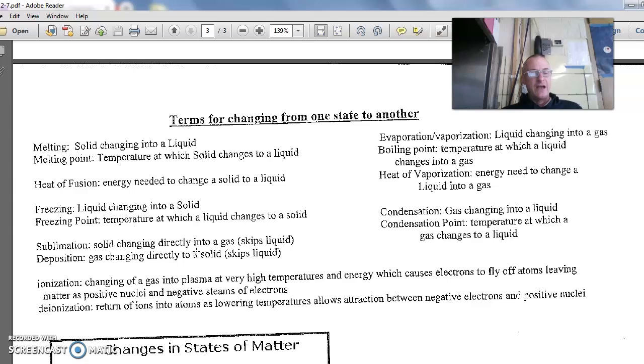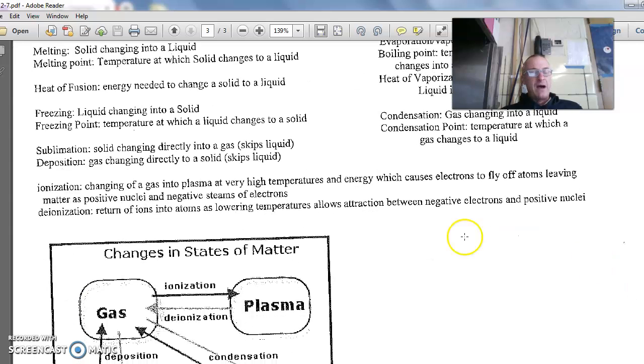That's called sublimation. The process of getting CO2 gas molecules into that frozen state of dry ice, that's deposition, where a gas changes directly to a solid and skips the liquid state. What about a gas going into plasma? What do we call it when a gas goes to the plasma state at a very high energy where the electrons fly off? That's called ionization.